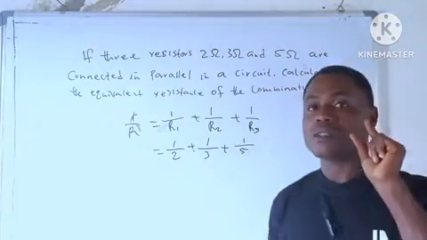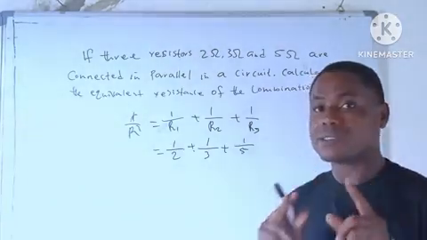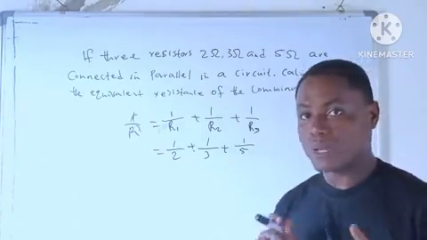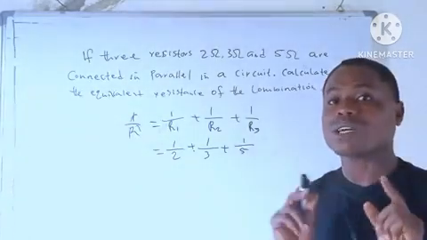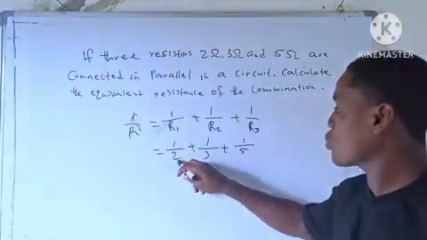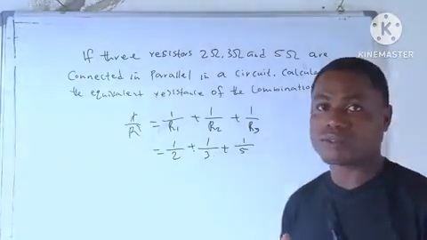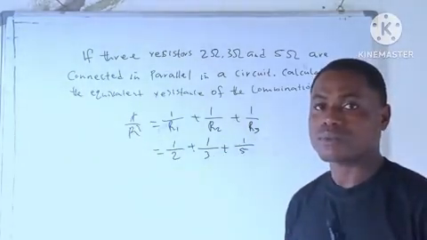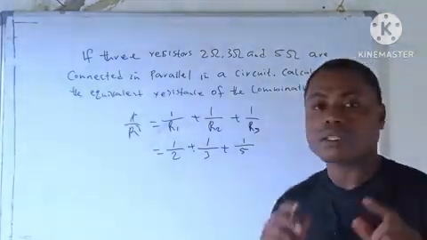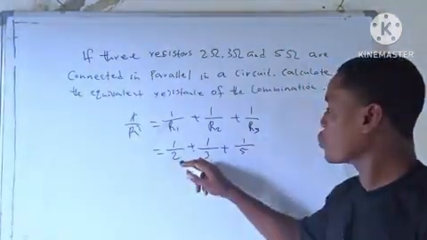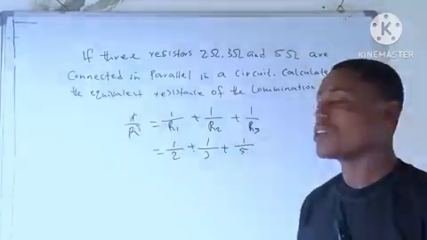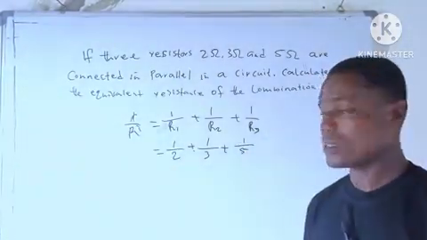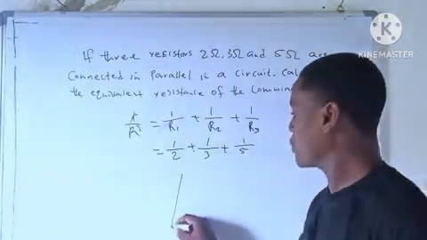The first thing you need to do is to find the LCM of the denominators. Are you getting it? The LCM of the denominators. And what are the denominators? We have 2, 3, and 5. These are the three denominators we have, right? You know how to find LCM now, isn't it? Okay, let's do it this way.